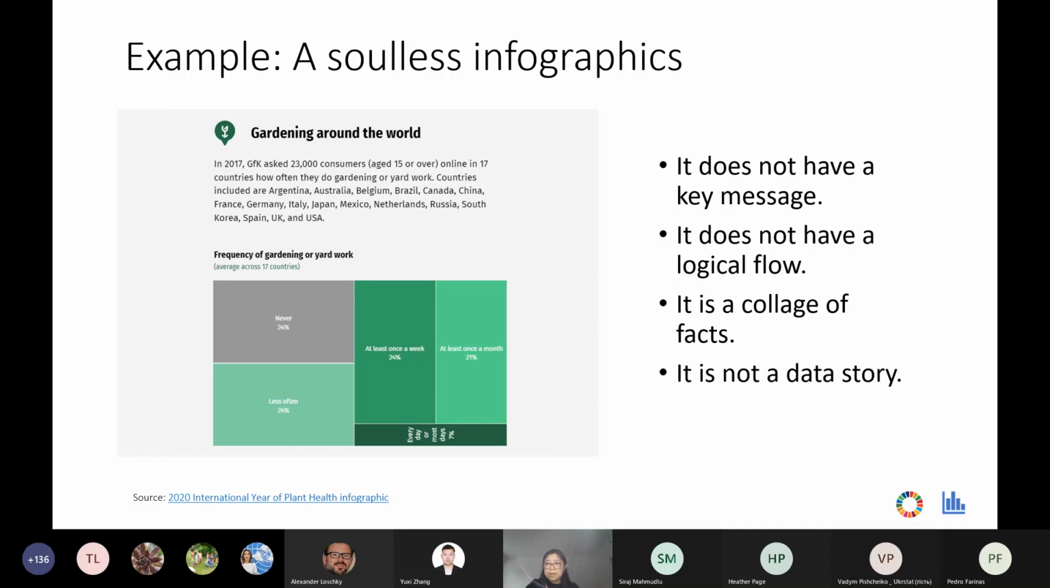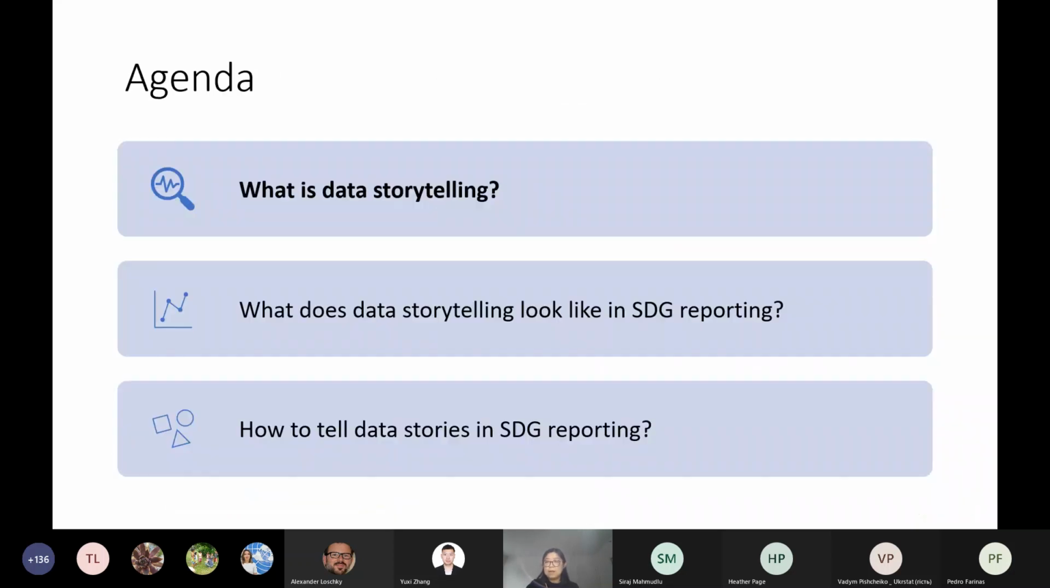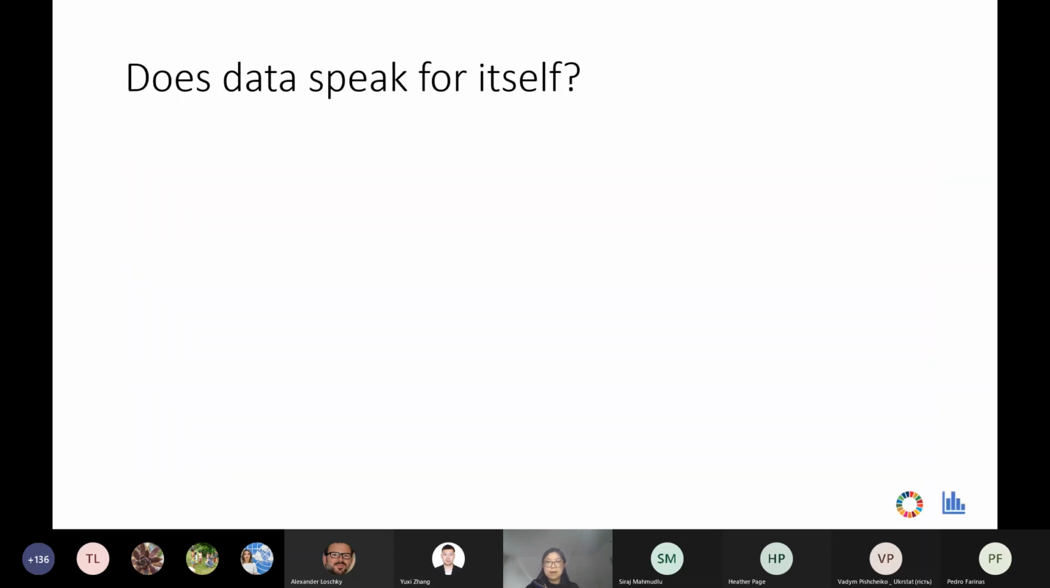So as a follow-up to that, what is a data story? And after all, what is data storytelling? And that is the topic of today's presentation. In the first part of my presentation, we're going to see what data storytelling is and some basic concepts. Here we have another question. Does data speak for itself?